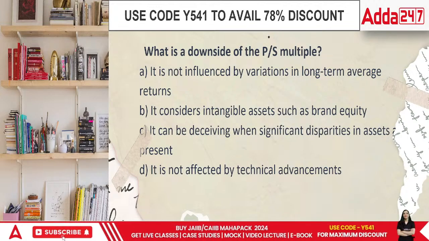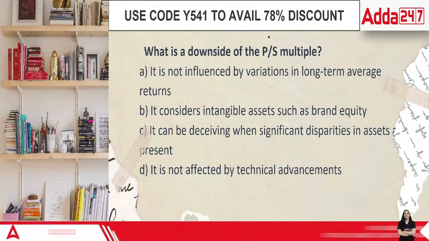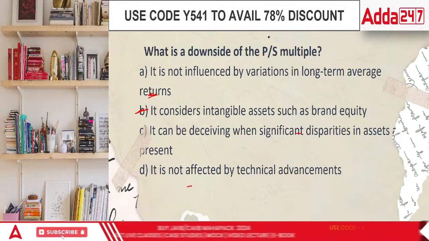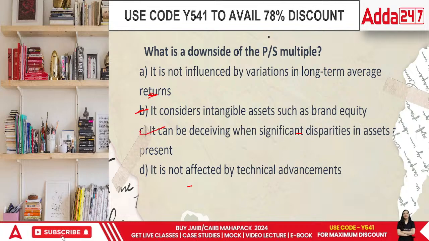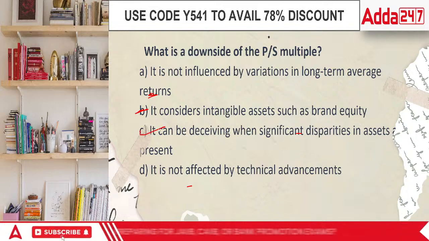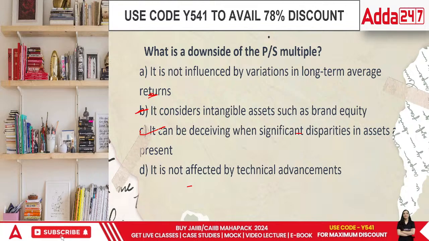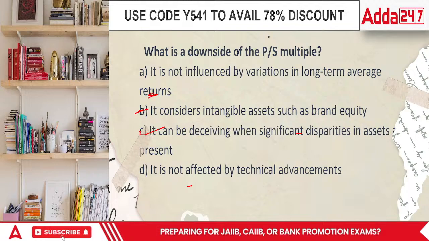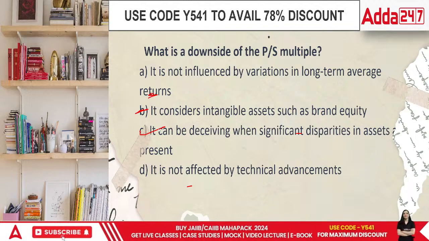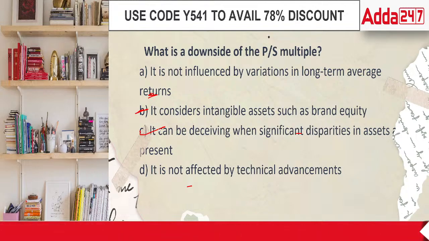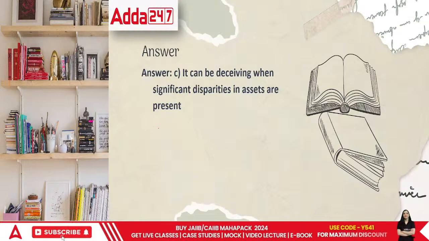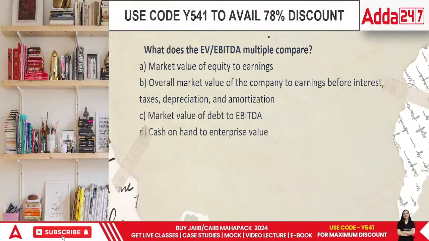So we can say that in this case it can be deceiving when significant disparities in assets are present. At this point of time, any method that you are using with the enterprise is going to affect all the decision making powers, not only of one or two related areas, but the entire area altogether. Everyone, now let's look at the next question. The answer is it can be deceiving when significant disparities in the assets are present.